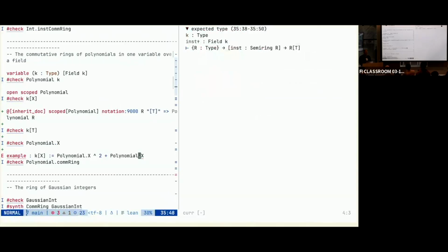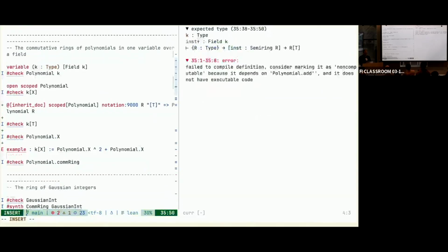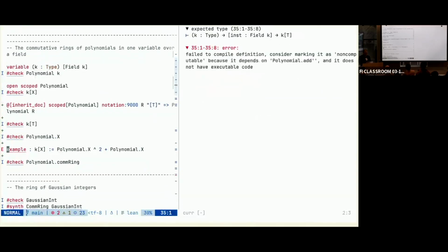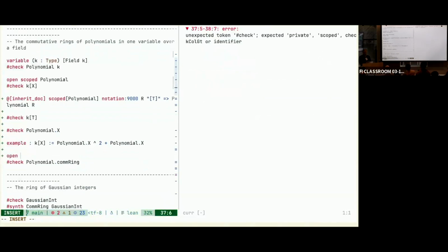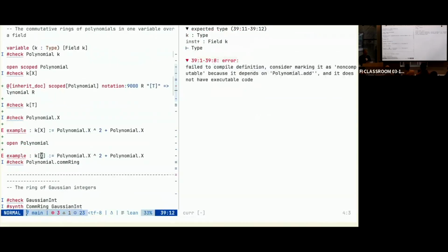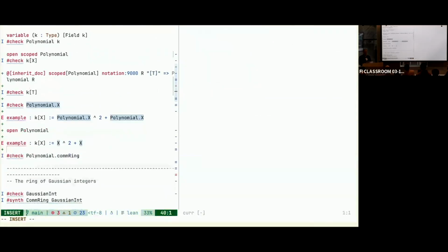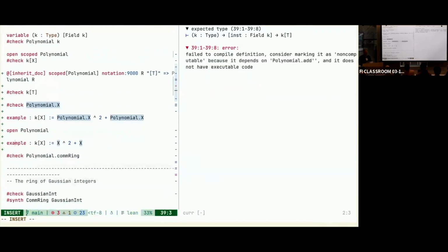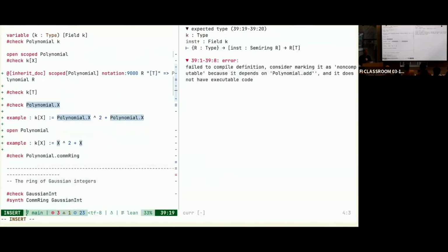You can open polynomial. Yeah, I will. So now you see it's painful to type polynomial.X all the time. So you can say, okay, whenever you see something that might make sense if it begins with polynomial, please fill in. And now I can define polynomial X squared plus X.